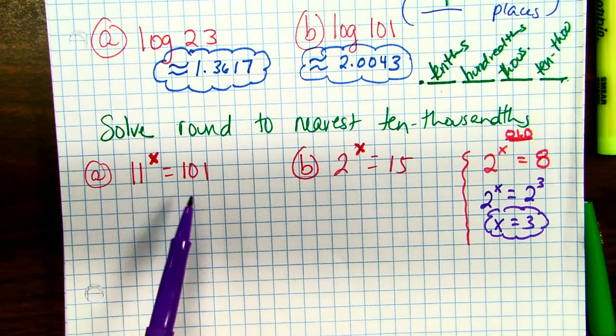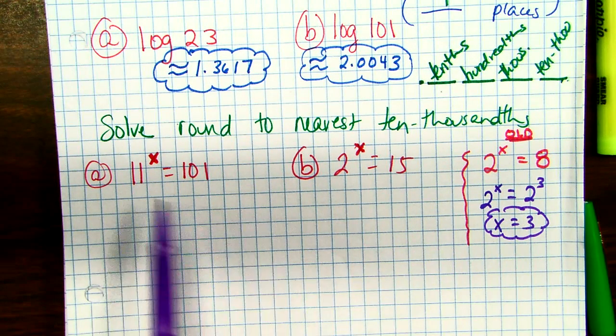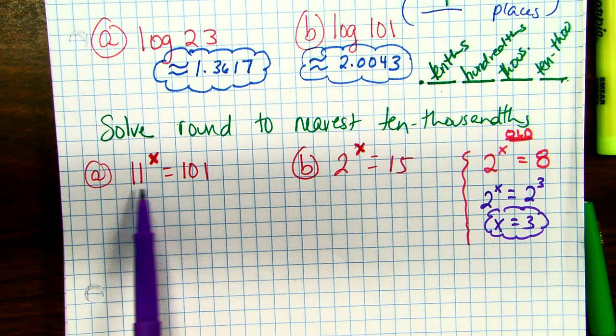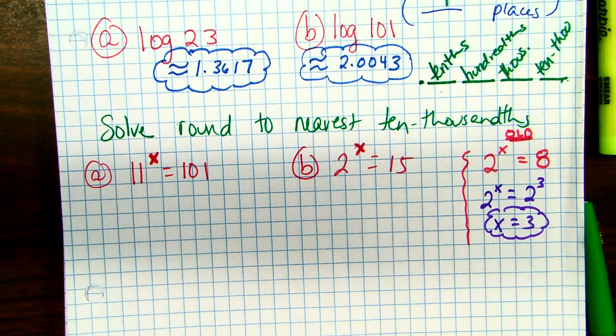I always would rather do this method if I can. But there's no way to make an 11 into a base of that, or 101. You can try, pick up your calculator and try it, but it doesn't work. So we need another way of solving it. And this is what we're going to do.